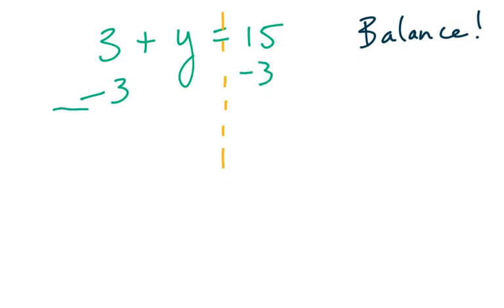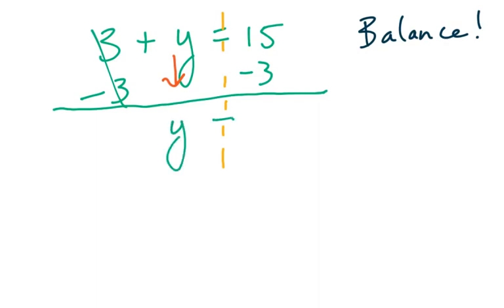So I'm going to subtract 3 here. And then I'm going to do my big line that means equals. Remember, this means equals. And 3 minus 3 is 0. So that cancels out, and we get y by itself. So I'm going to bring down the y, bring down the equals. And then all I have to do is do my math. 15 minus 3 equals 12.